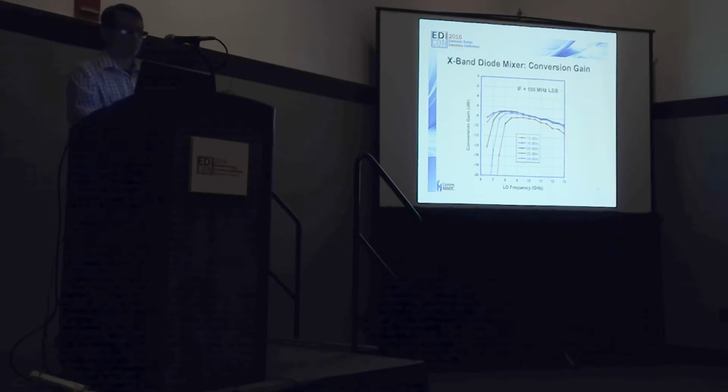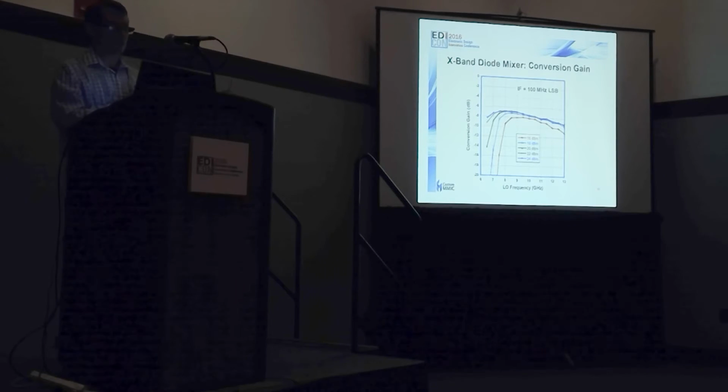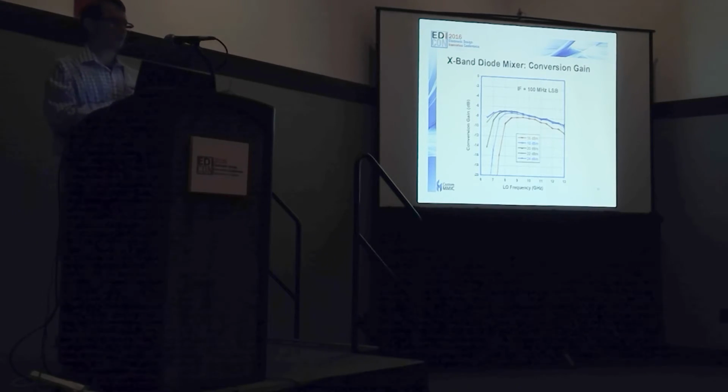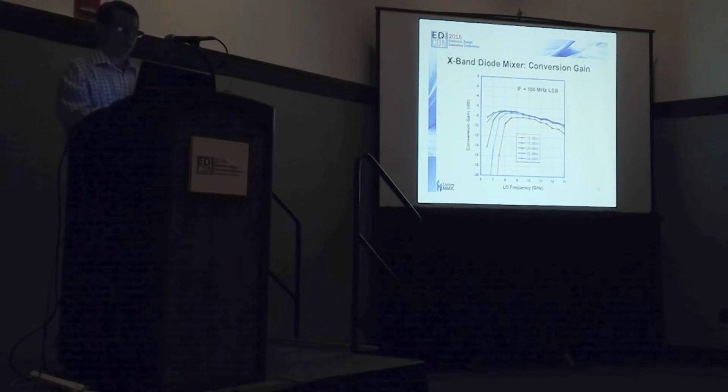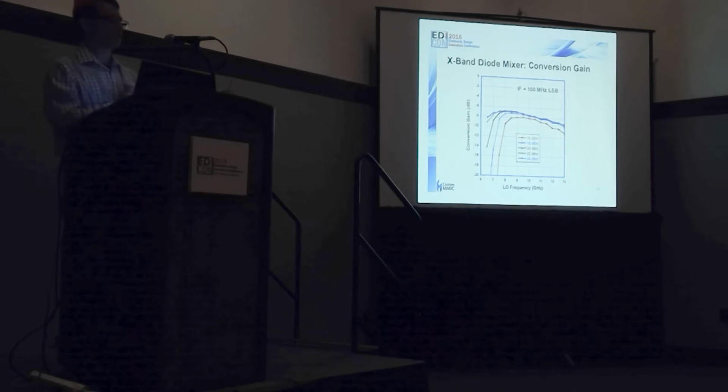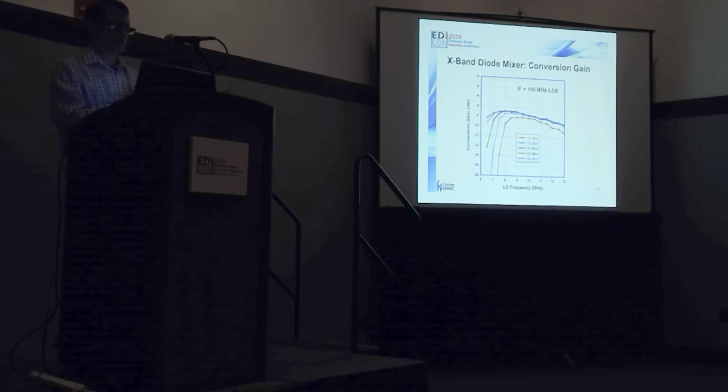So again, if we take a look at what the bandwidth of this mixer looks like in terms of the conversion gain, we've measured this as a down converter with a fixed IF, again, of 100 megahertz. In this case, it was lower sideband. We swept the LO between 6 and 13 gigahertz, and what we see is that eventually when we drive it hard enough, we get again 7 to 8 dB conversion loss across a nice band.